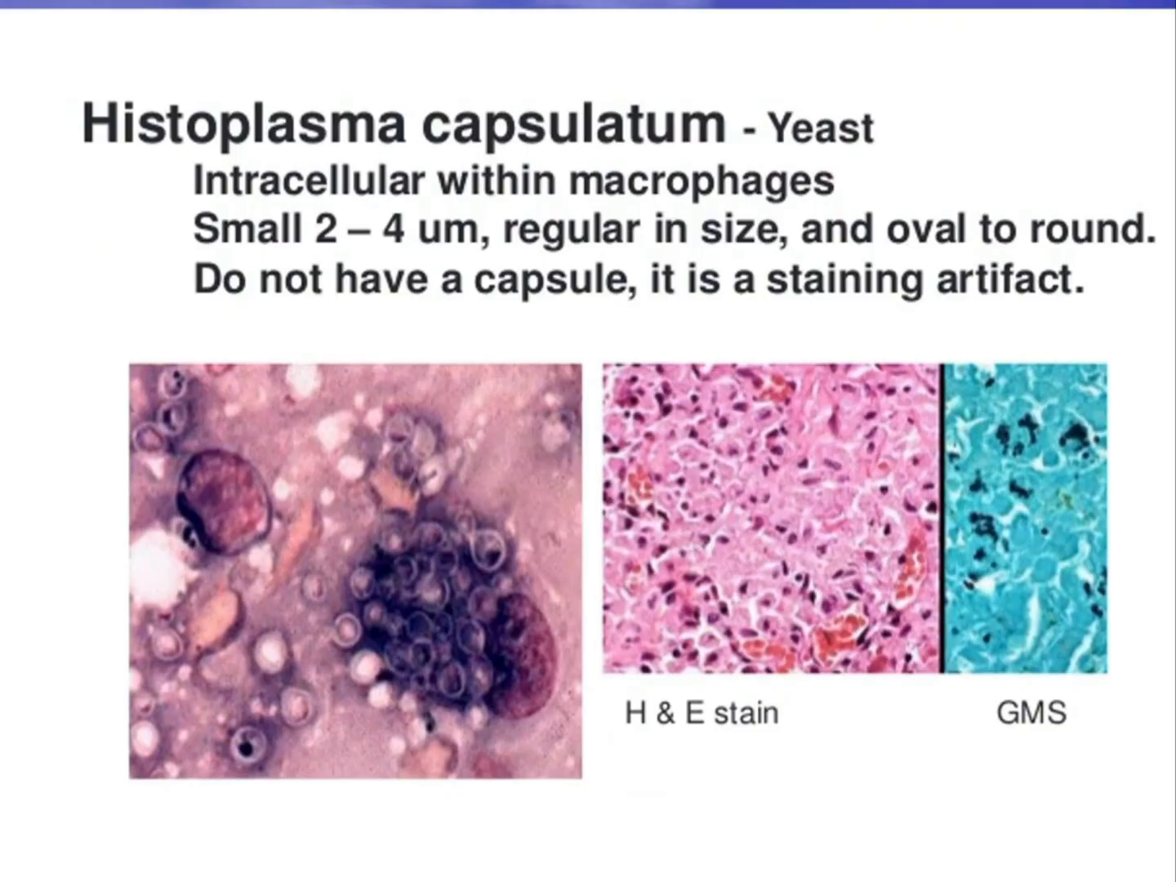And here is an interesting feature. Histo does not have a capsule, but it looks like it does, and that's called a staining artifact. And notice it's oval to round, and it's small, 2 to 4 microns. Usually nothing is that small in the world of blastomyces, cryptococci and all the rest.